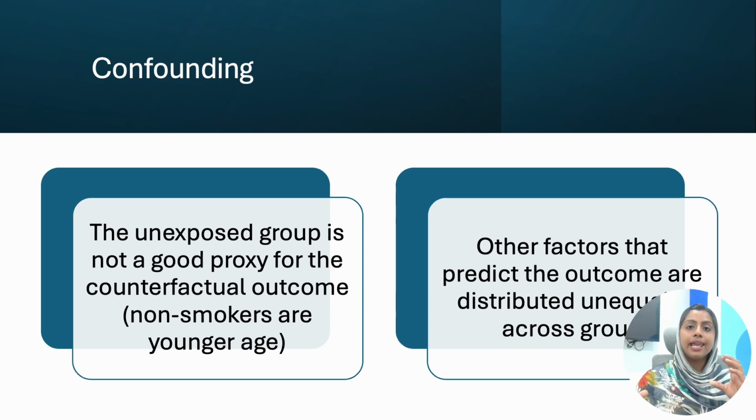So in this case, age is something that can predict coronary heart disease, and in our study where we determine the association of smoking and coronary heart disease, we have more elderly individuals among smokers. So now a factor that predicts the outcome is unequally distributed in the two groups. This is what we call confounding. In this case, the two groups, the smokers and non-smokers, are not a good proxy for each other because the age distribution of these two groups is different. So this is where a confounder needs to be addressed.